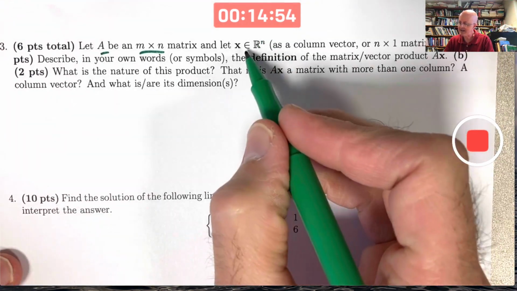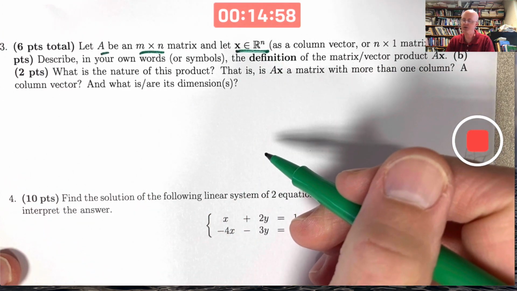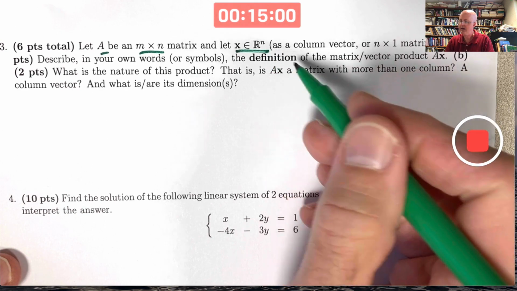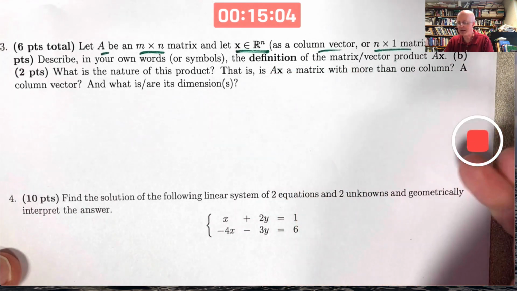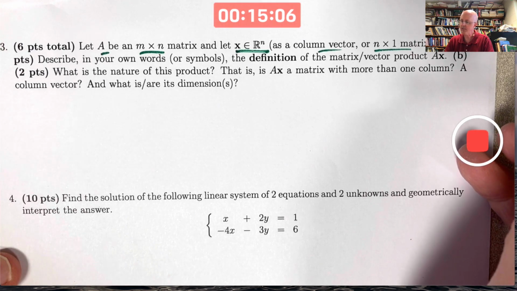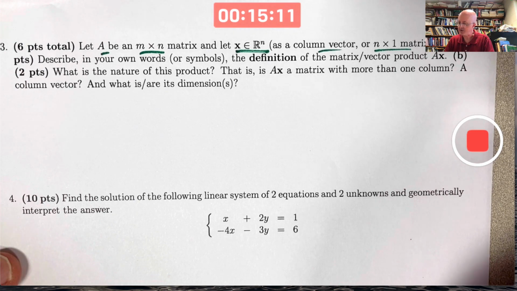And x is a vector in Rn. This funny symbol means Rn. It's n-dimensional space. It's the set of all column vectors that are n-dimensional, that are n by 1 matrices, if you will. m and n are arbitrary positive integers.